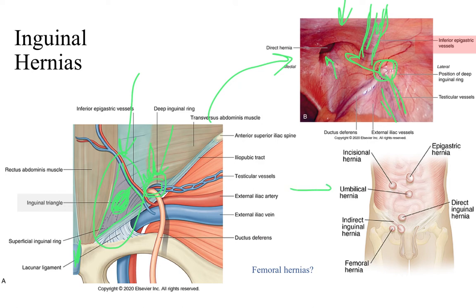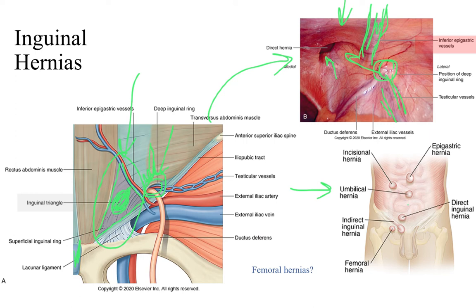I also do want you to get a sense that inguinal hernias aren't the only type of hernias that you can get. There are multiple types of hernias. Anywhere there's a weakening in the abdominal wall, where abdominal contents or the peritoneal membrane is poking through the abdominal wall, is a definition of a hernia.